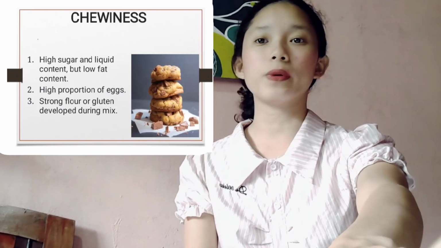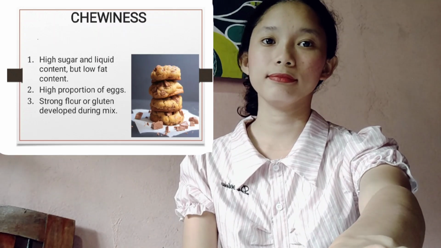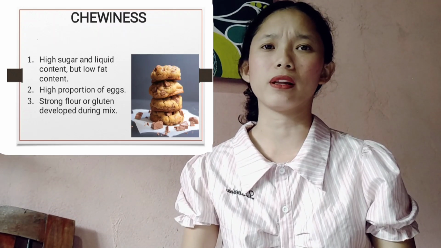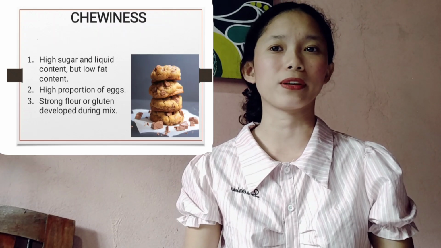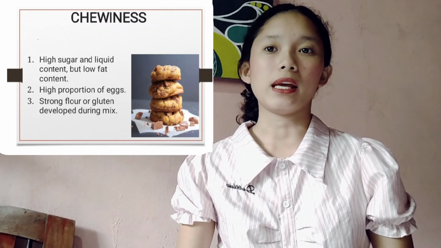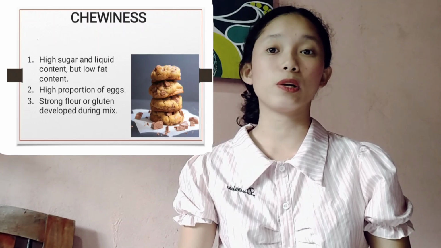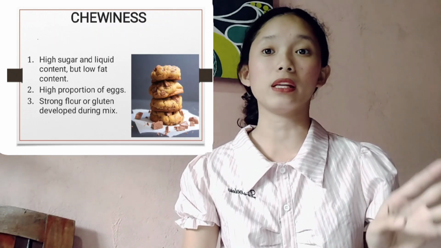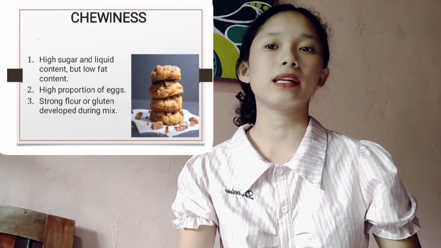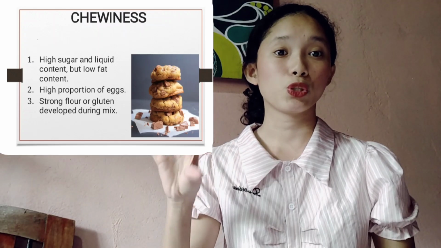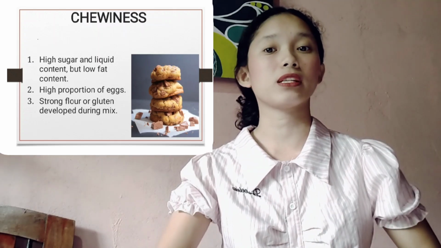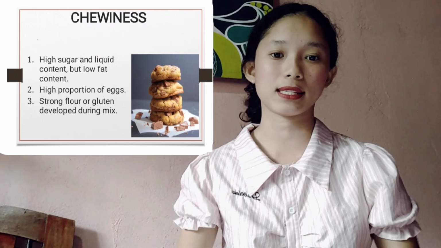Next is the chewiness. The chewiness is somehow related to the softness of the cookie, and it must have a high sugar content and liquid content but low fat content. You can also add a high proportion of eggs to achieve more chewiness, and strong flour or gluten developed during the mix.